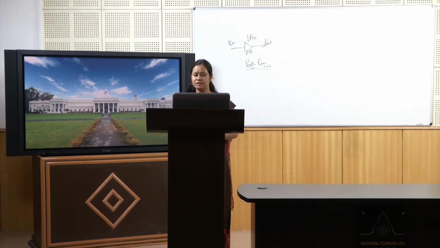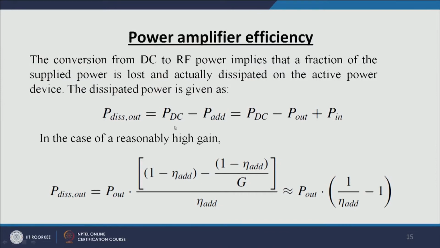That power which we have lost, which has not been converted to the RF, is what is called dissipated power. As the name suggests, it is the deviation of the power added efficiency from the DC. So, PDC minus P added power. Now, this added power is actually P out minus P in. So, PDC minus (P out minus P in) becomes PDC minus P out plus P in. If you do not know the power added efficiency and we want to know the dissipation of the power, this formula can define this.